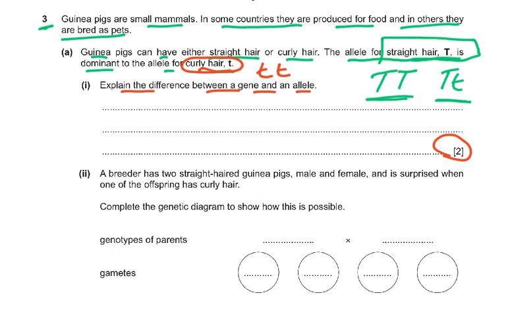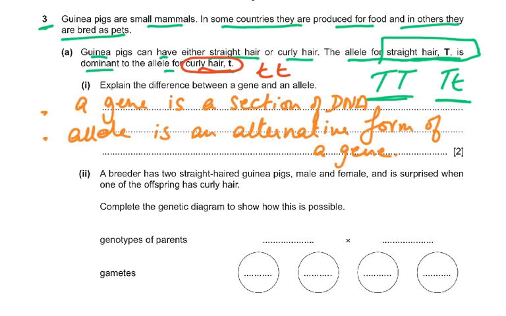So what is gene? Gene is a section of DNA. An allele is a version of the gene, or you can say an alternative form of the gene. So please be careful how you word this. A gene is a section of DNA, and allele is an alternative form. Allele, alternative form. It's very similar wordings, allele.